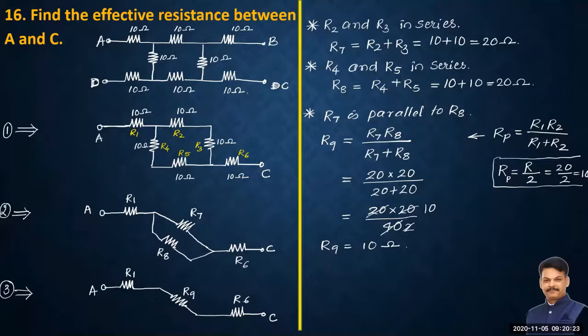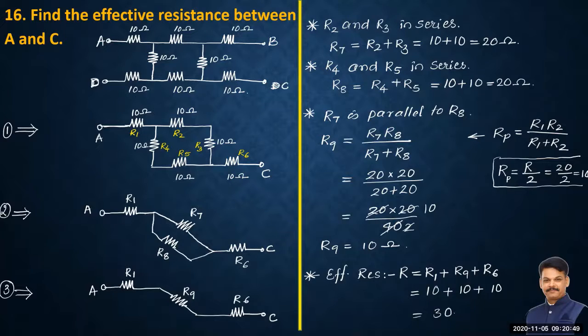Now go to the third diagram. See what is there? All three resistors are in series. Hence the effective resistance of the series combination, effective resistance R, is the sum of R1, R9 and R6. Just add them. R1 is 10, R9 is also 10 and R6 is also 10. Hence the effective resistance is 30 ohm. Dear students, like this, after making the proper modifications in the diagram, you can arrive at the final answer. Okay, hope you got the solution clear.